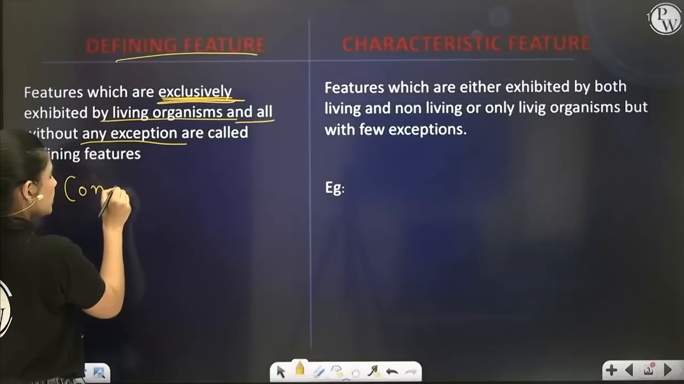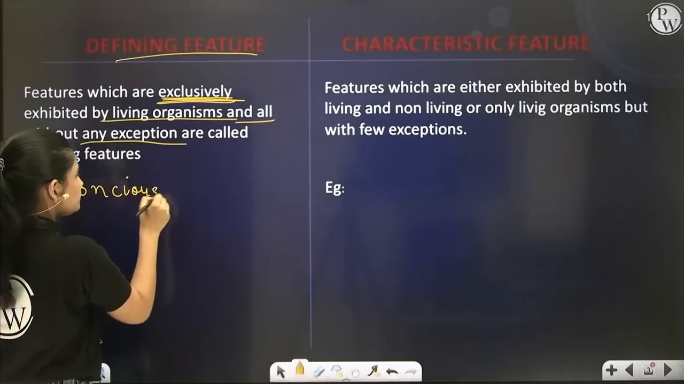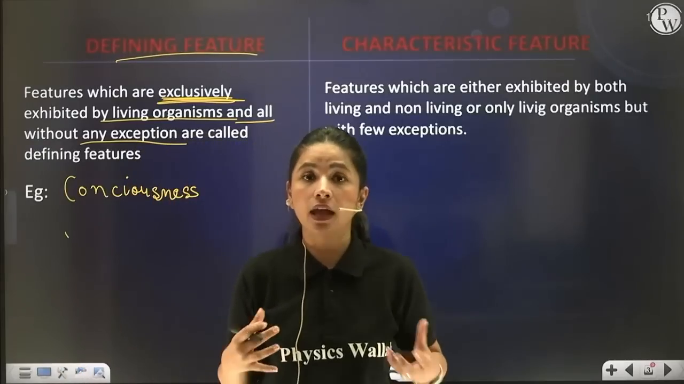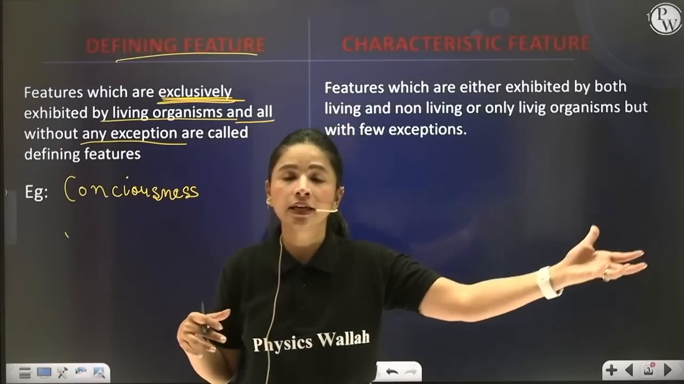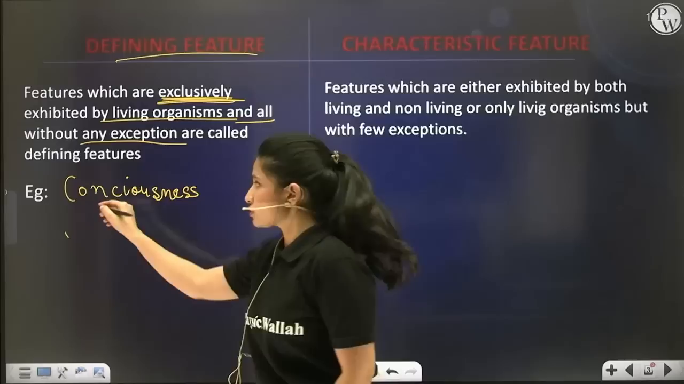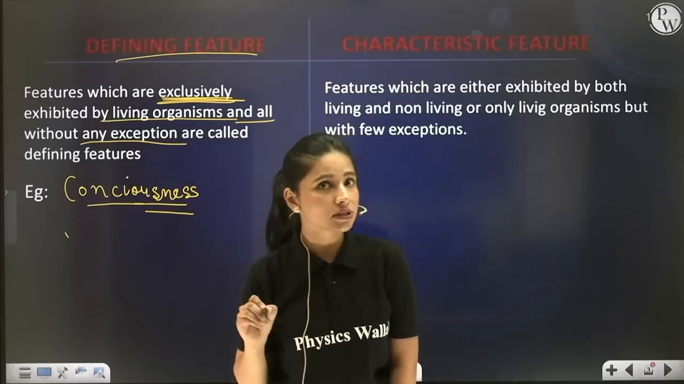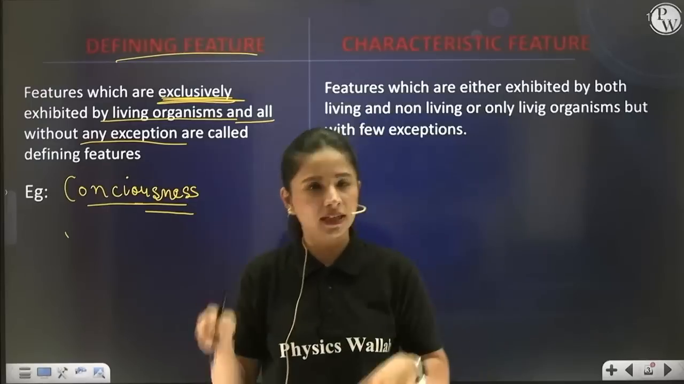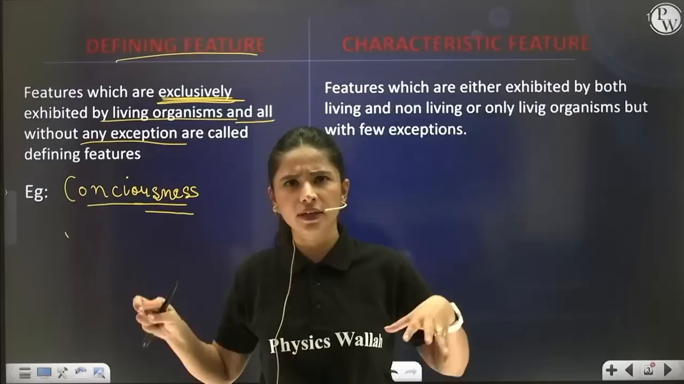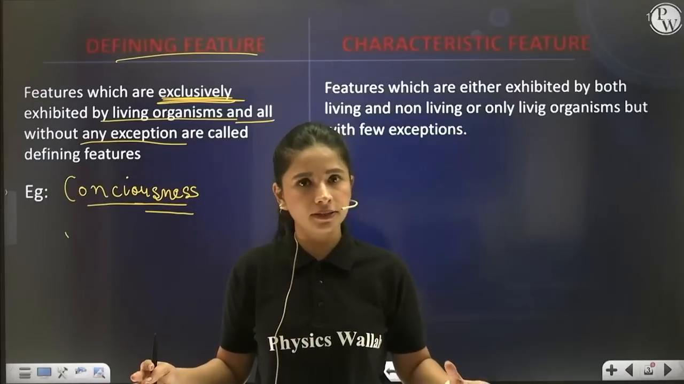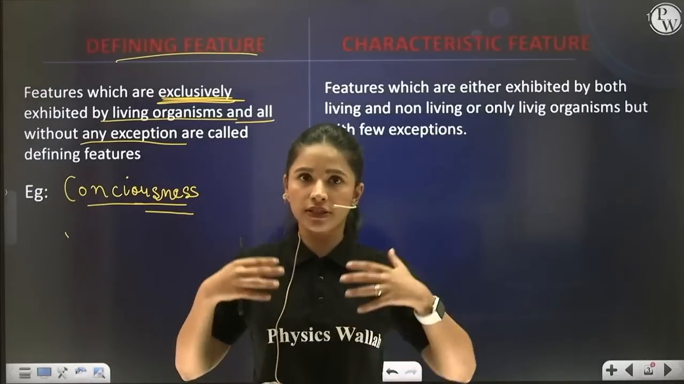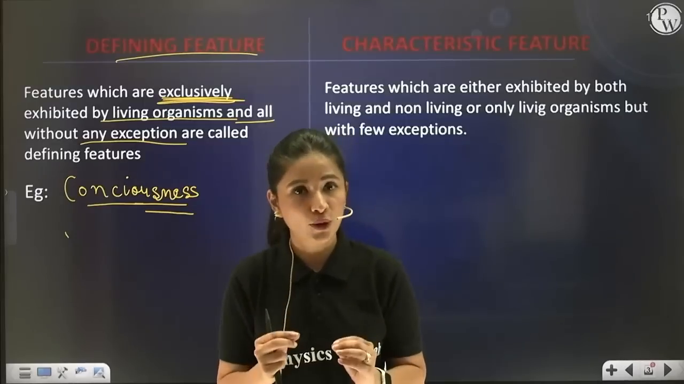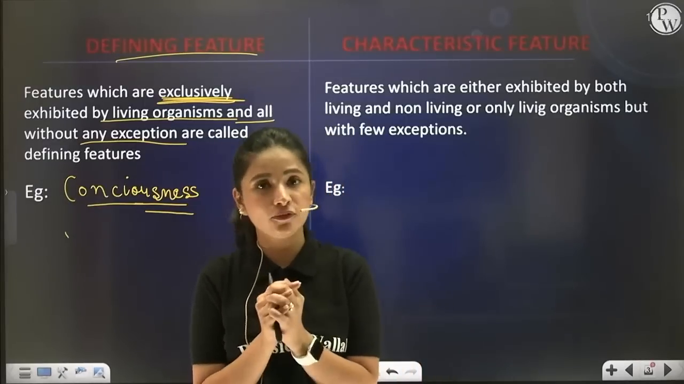There is one property called consciousness. Right? Consciousness means the ability to respond to external environmental conditions. This is called consciousness. Consciousness, bachcho, is exhibited by all living organisms, be it unicellular, multicellular, prokaryotic, eukaryotic, and so on. Any living organism which is made up of cells, which is considered living, will show consciousness. Therefore, consciousness becomes a defining feature.